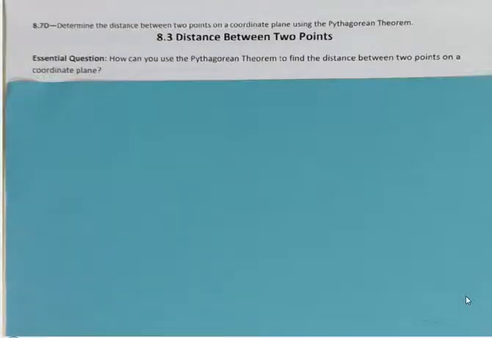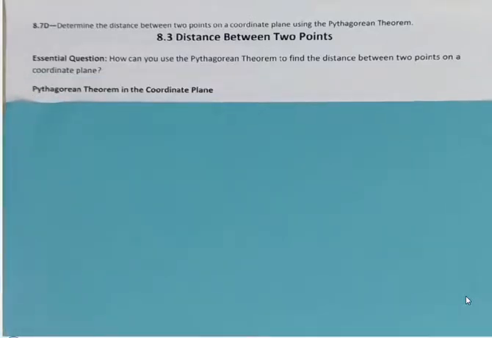Hey guys, so today we're going to be talking about 8.3 distance between 2 points. The TEKS that it covers is 8.7d, which says determine the distance between 2 points on a coordinate plane using the Pythagorean theorem. So we're really just measuring the distance between 2 points, nothing too crazy. Essential question is, how can you use the Pythagorean theorem to find the distance between 2 points on a coordinate plane?